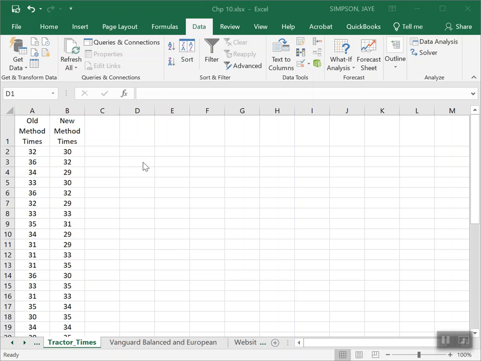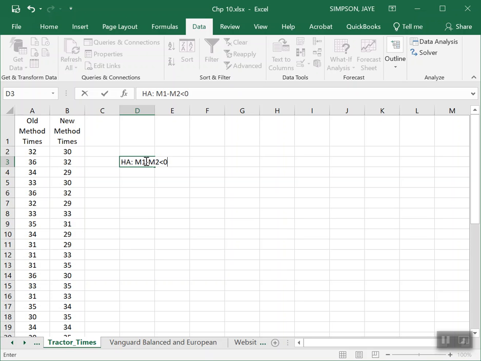So again, I'm going to start with the alternative hypothesis because I find it sometimes a little easier to write that. So if I think that the mean of the new time, let's call that 2, is quicker, is smaller than the old time, then I think that mean 1 minus mean 2 will be less than 0. I think M1 is going to be greater. It's going to take longer under the old time. So that means M1 minus M2 would be less than 0. Goodness gracious.